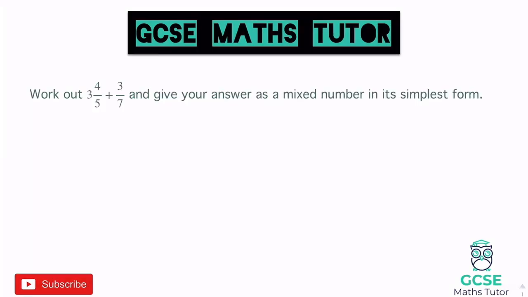For the first one, we've got to work out 3 4/5 add 3/7, and give your answer as a mixed number in its simplest form. Now when we're looking at this sort of question, one thing we need to remember, no matter which type of calculation we're doing, adding, subtracting, dividing or multiplying, if we have mixed numbers involved, we need to make them top heavy first. Now when it comes to adding and subtracting, there is a little bit of a different approach that some of you may use, but I'm going to use the same method for all of these types of questions, and that is making any mixed numbers top heavy fractions, or improper fractions, first.